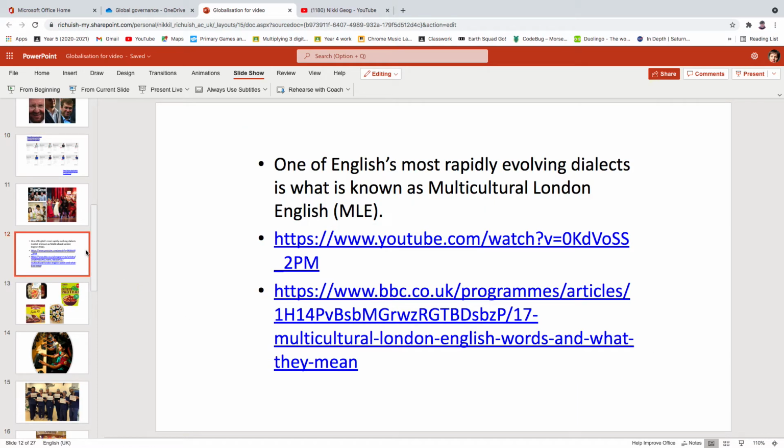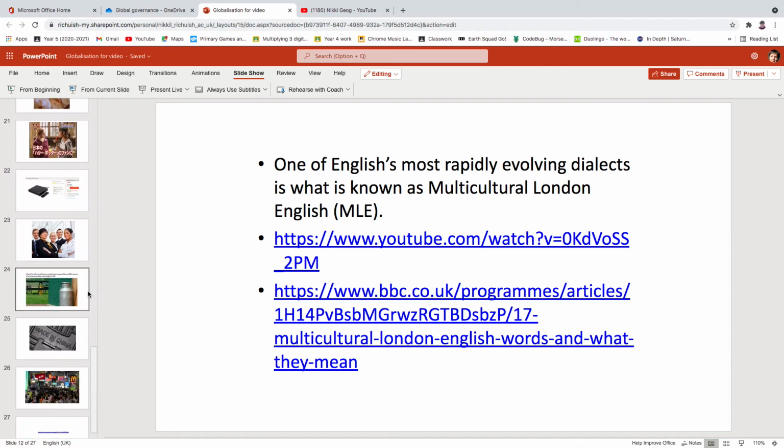This one, we will look at these hyperlinks in class together, but if you're watching this for revision or you're not a student that I teach, then if you literally just Google Multicultural London English, MLE, it's a new dialect that has been created by globalisation in London. So it's quite interesting, particularly for those of you who study English and sociology and things like that. We have the creation of a whole new dialect that is very much linked to globalisation. Okay, so MLE, Multicultural London English, but we will watch that in class.